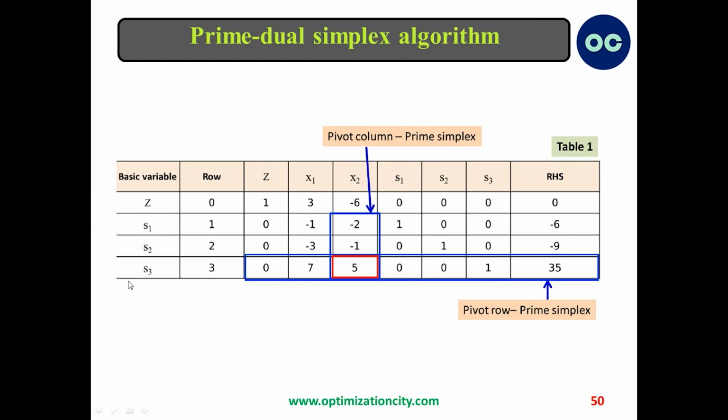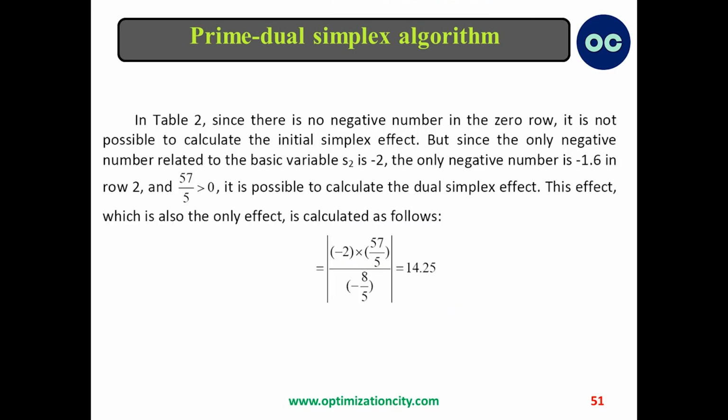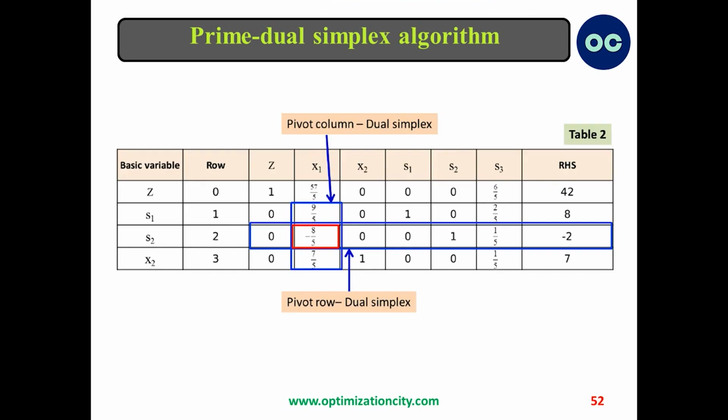So S3 is a leaving variable, X2 is an entering variable. So we do the elementary operation and we have this table. Okay, so in this table, we cannot calculate the simplex effect as there is no negative number in row 0. So they're all positive. However, we can calculate the dual simplex method because we have one negative value.